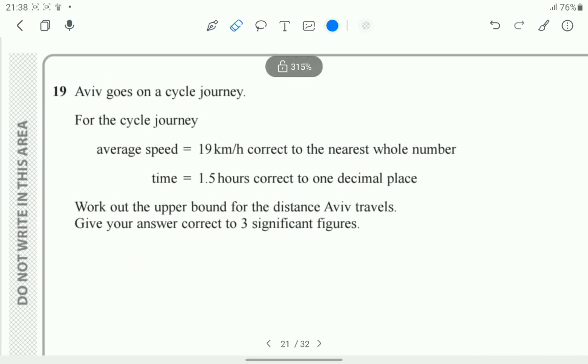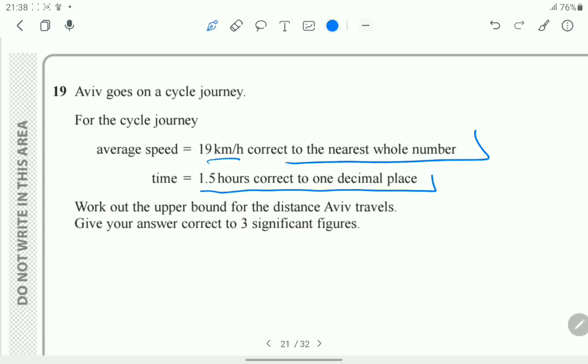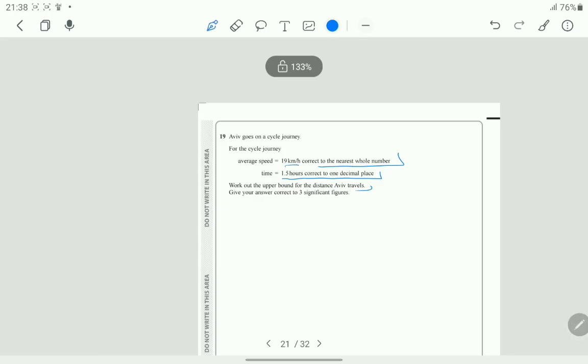Question 19 states Aviv goes on a cycle journey. For the cycle journey, average speed is 19 kilometers per hour, correct to the nearest whole number, and time is 1.5 hours, correct to one decimal place. Work out the upper bound for the distance Aviv travels. Give your answer correct to three significant figures.